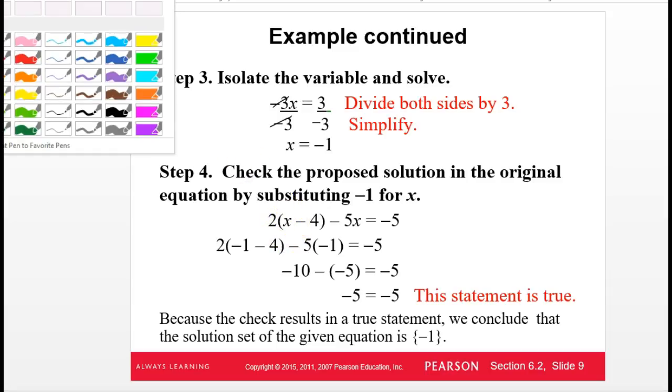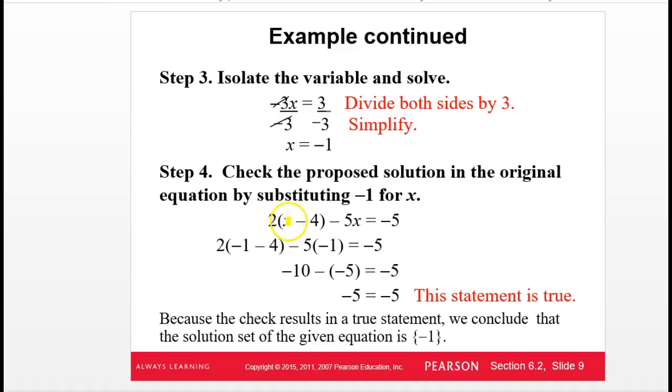Alright, and then the checking, you can just plug in everywhere you see an x. You replace it with what you got for x. So I'll replace that x with a negative 1. I replace that x with a negative 1. And then I just simplify, and I see that I get a true statement. Remember, that's what it means to be a solution. When you plug it in for x, it makes a true statement.